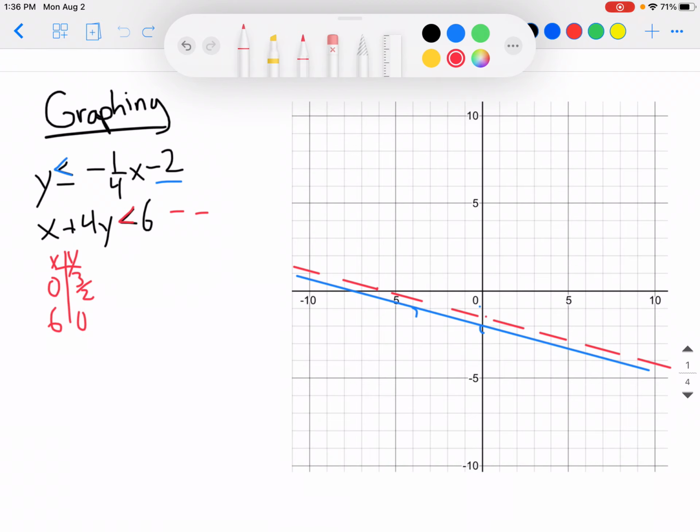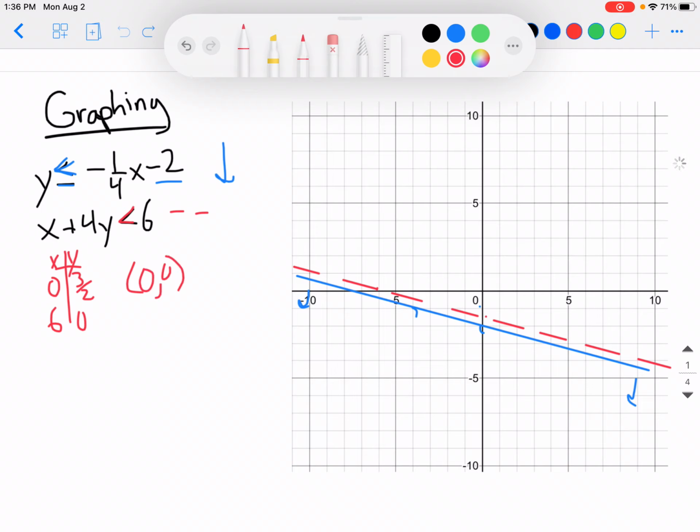Now, we have to see what's going to happen here. So let's take a look at how these are going to get shaded. The blue line is going to be shaded below because it's less than or equal to. So we're going that direction. As for the red line, we can't use the inequality to determine which way it's going to go. So we're going to test a point.